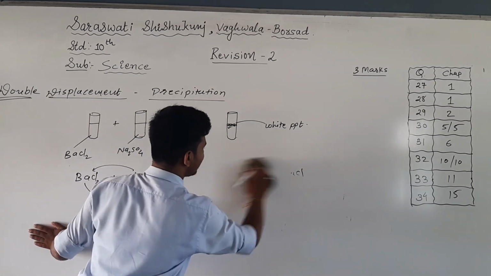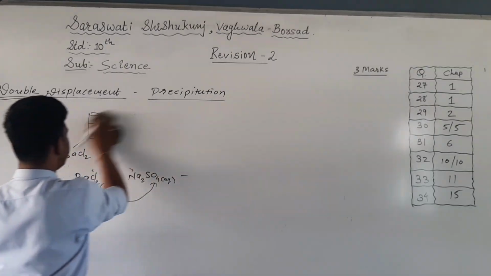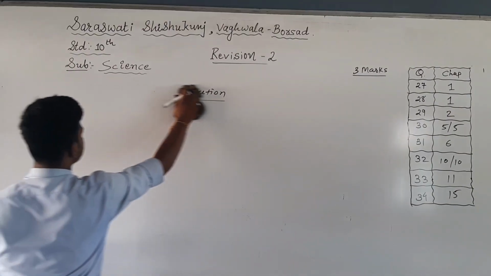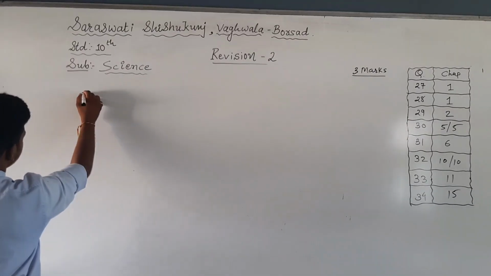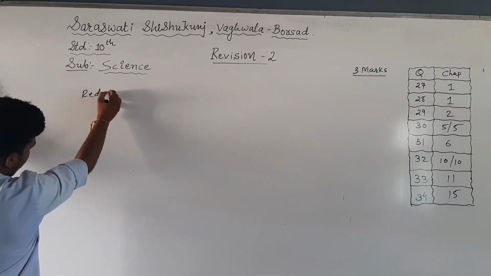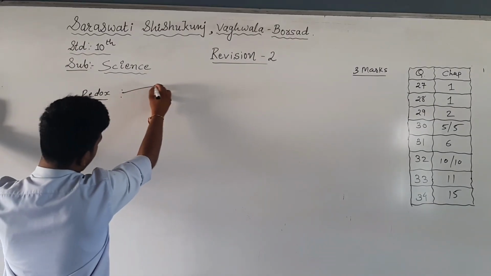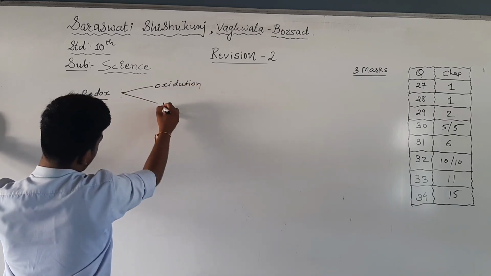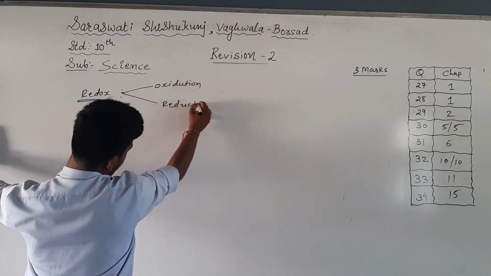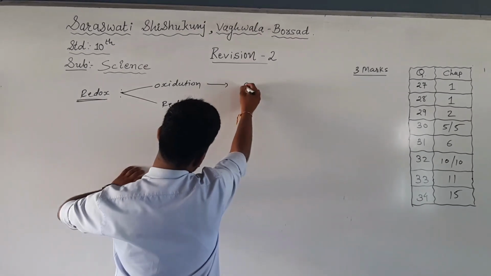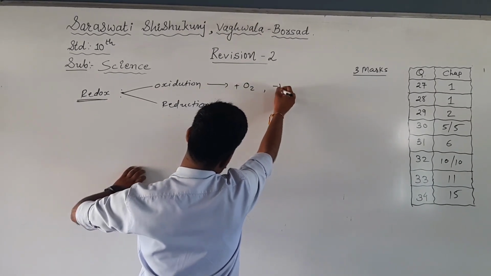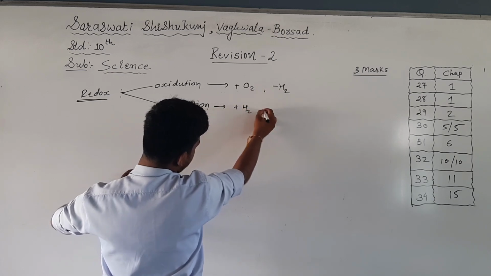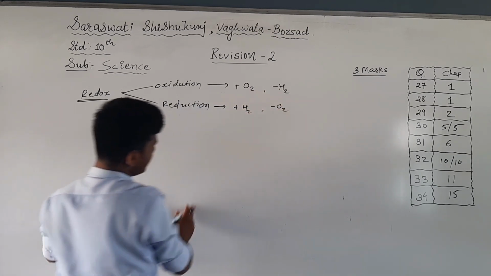Okay, then the last one that we can understand is the redox reaction. Now see beta, what is a redox reaction? We have already studied that redox is a combination of oxidation reaction and reduction reaction. Oxidation means oxygen is added, hydrogen is removed. Reduction means hydrogen is added, oxygen is removed.